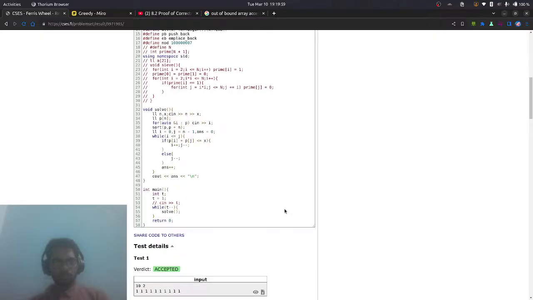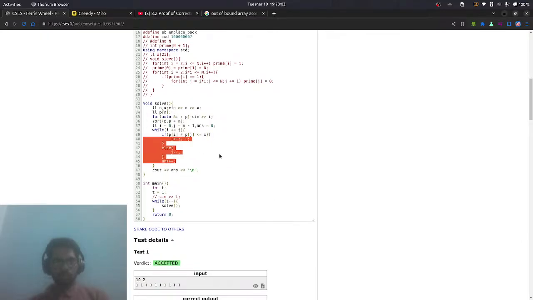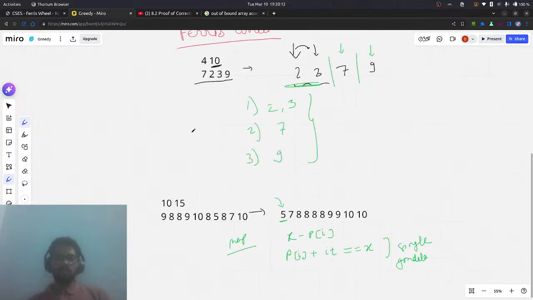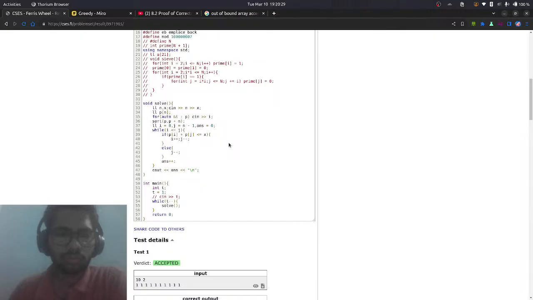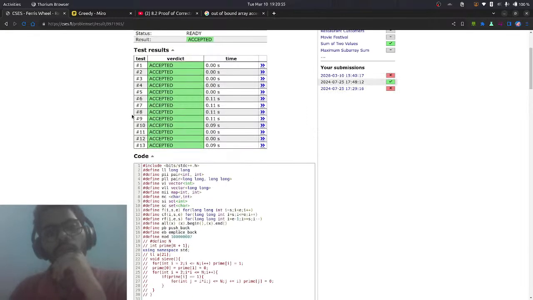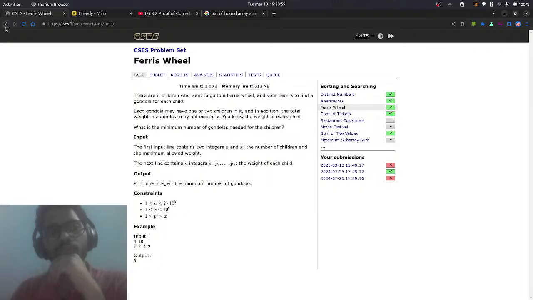It's my correct submission. What? It's a two-pointer approach. Why is this the optimal solution?